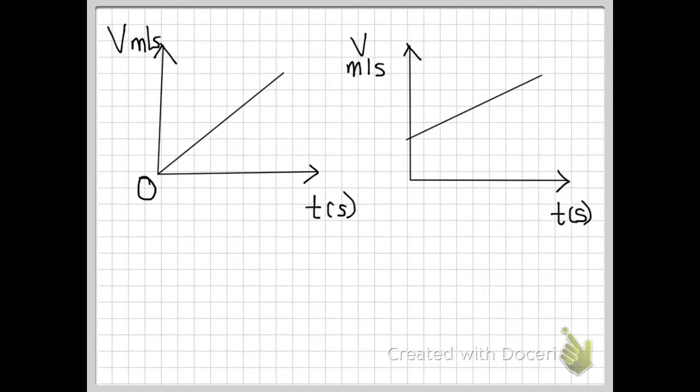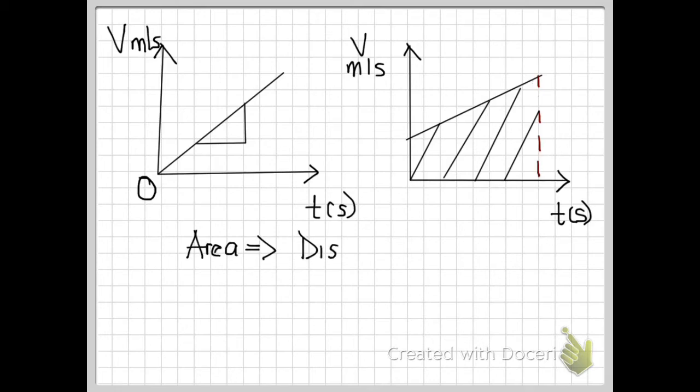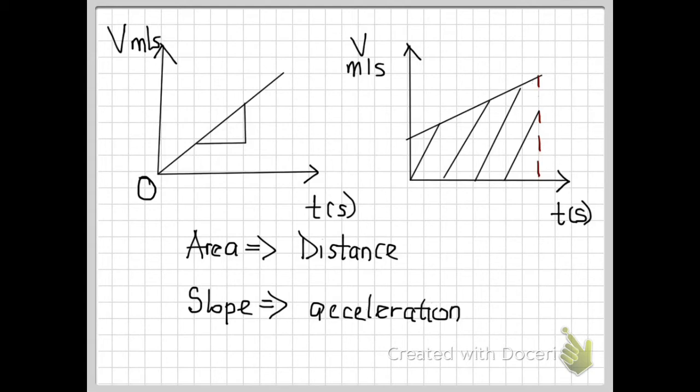But this part would be the slope. This part under it would be the distance covered. So the area under the graph is the distance, and the slope is the acceleration.